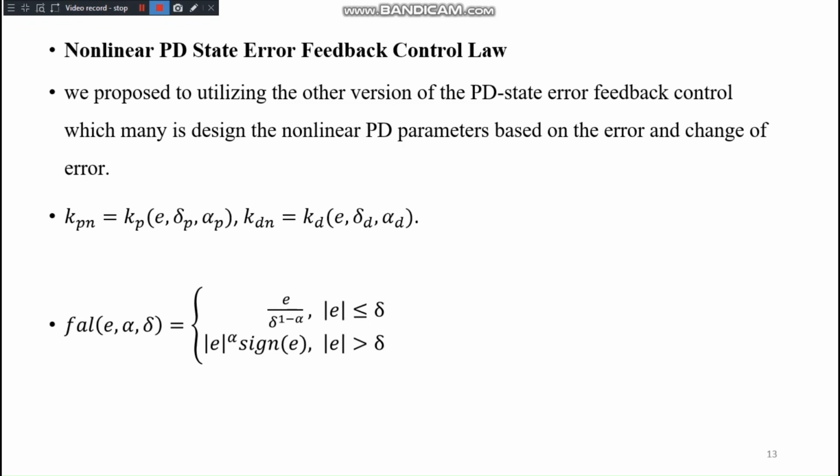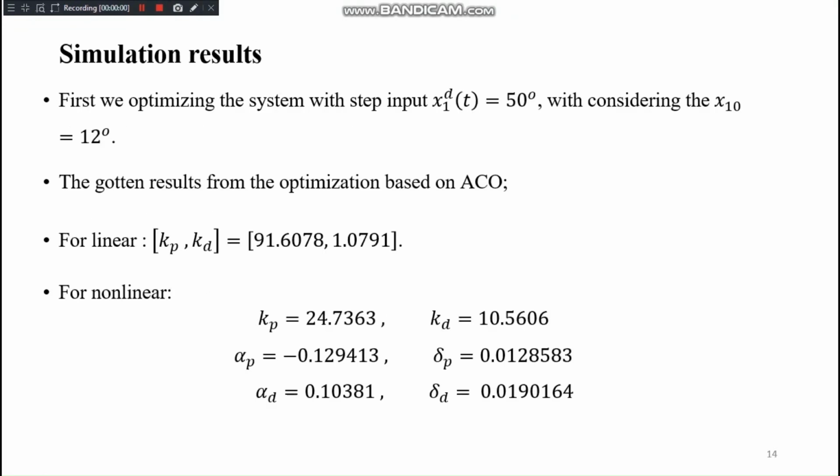For the nonlinear case, we will propose using an alternative version of a PD state error feedback control, where the nonlinear PD parameters are designed based on the error and its rate of change, where phi is the nonlinear equation with its parameters and Kpn contains the gain multiplied by optimization parameters. We will start with a step input value x1 desired of t equal to 50 degrees and a throttle valve angle of 12 degrees, applying the ant colony optimization algorithm.